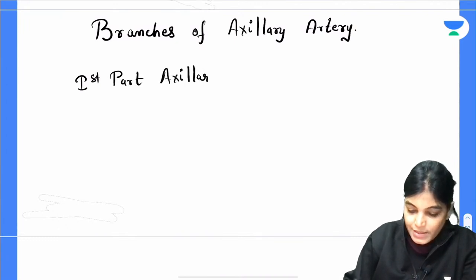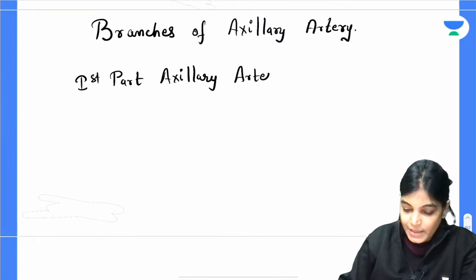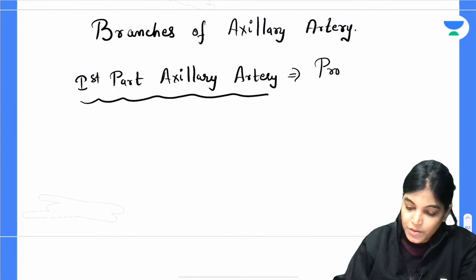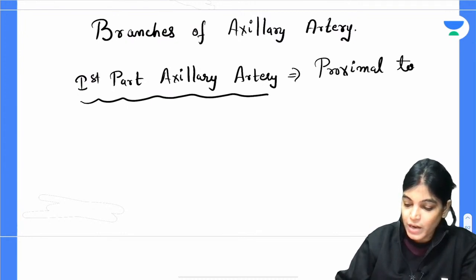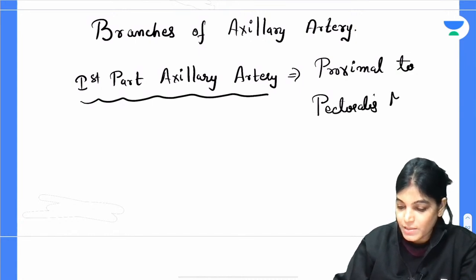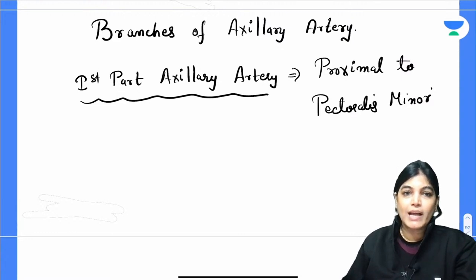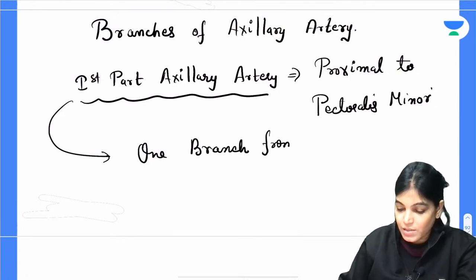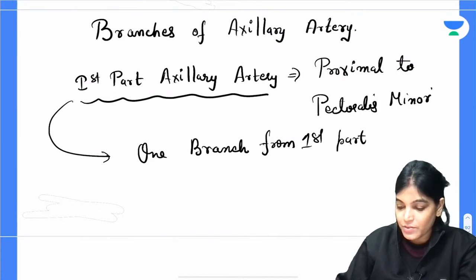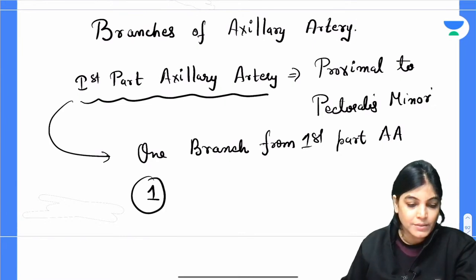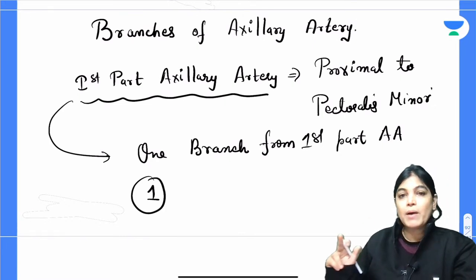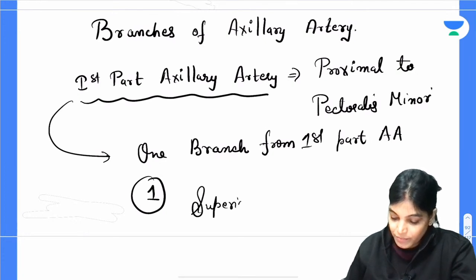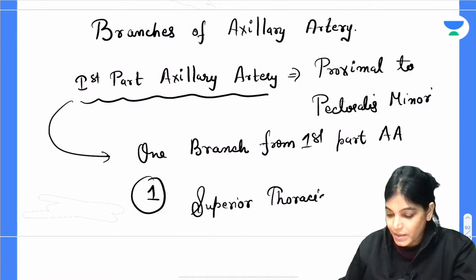What did I tell you about the first part of the axillary artery? The first part of the axillary artery is lying proximal, or superior, to the pectoralis minor muscle. Only one branch is given from the first part of the axillary artery. What is the name of that artery? Can anybody remember? Nitika, Rahul, the first part of the axillary artery gives just one branch. The name of that artery is superior thoracic artery.